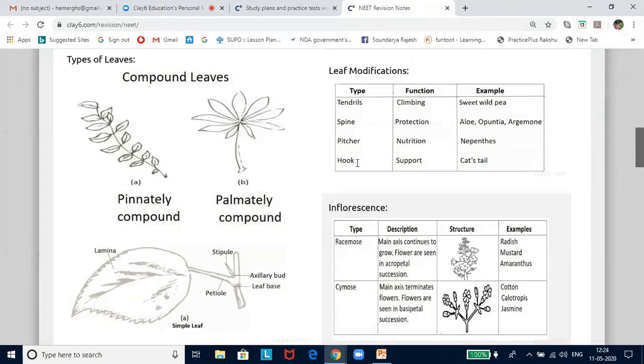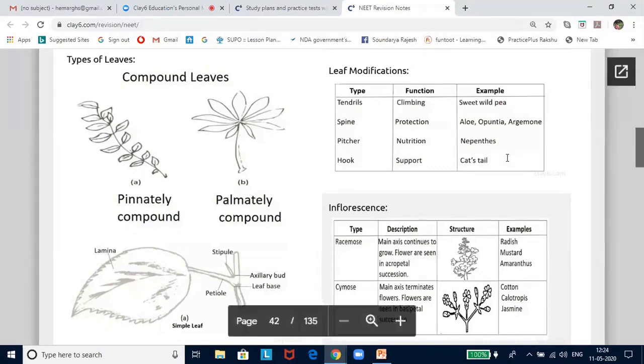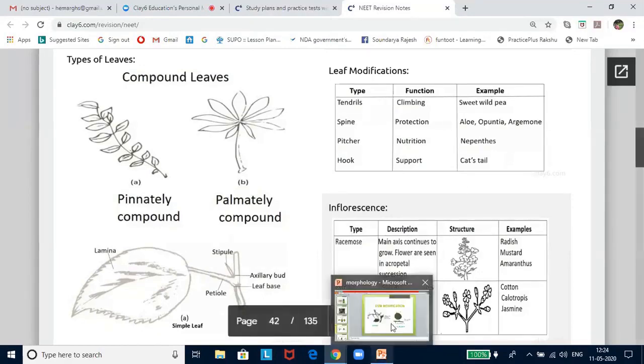The other modification is that it could get modified into a hook. What do hooks do? Hooks always help in support. Similarly in cat's claw, it gets modified for support. So if you remember this, that is more than sufficient.